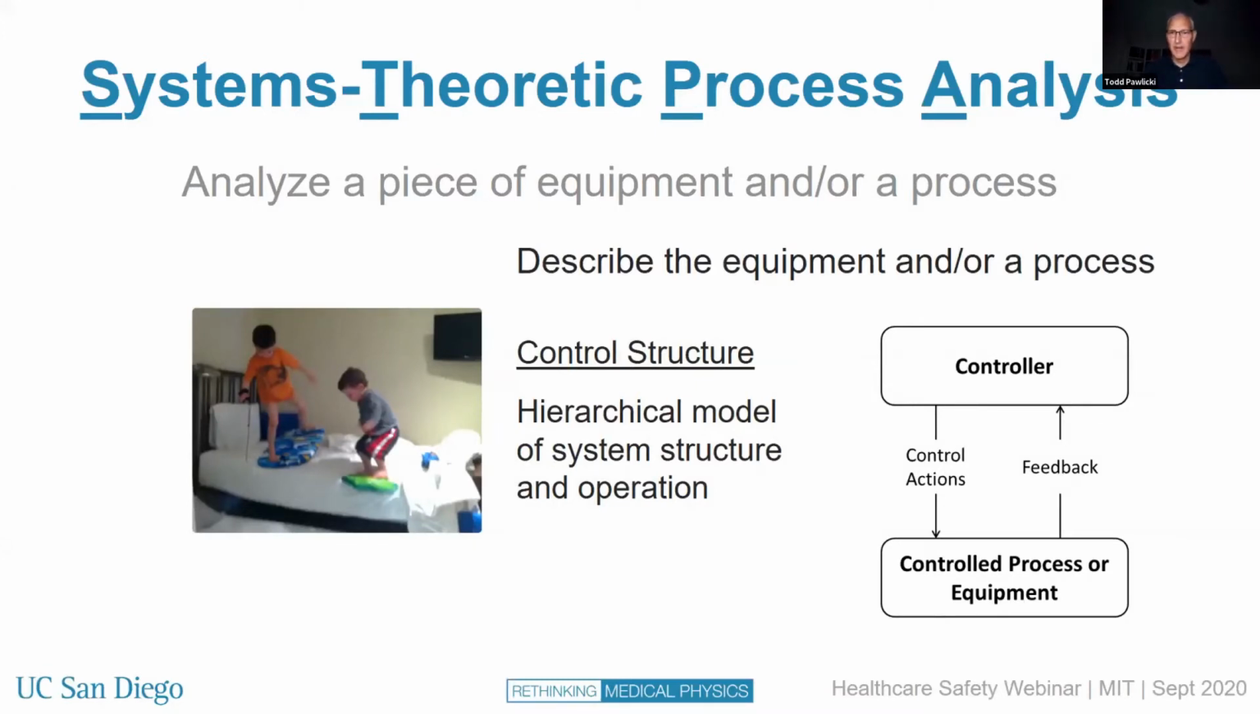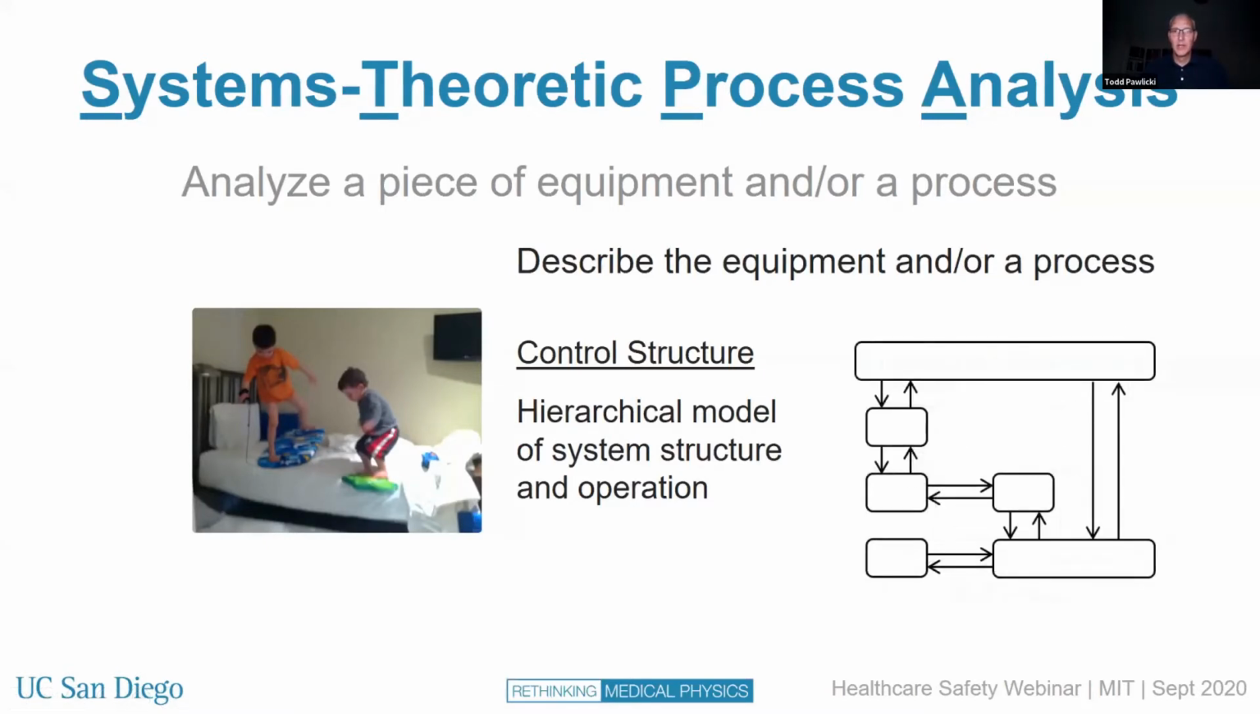We don't use a process map. We use a series of control loops, which you see there on the right. I know we've heard about these today already, so we don't need to go into too much detail, except to say that we have that controller who issues control actions that control or move the process along to completion. That process gives feedback to the controller, and that's the loop that moves the process around. If you take multiple control loops for the different controllers in a process, you end up with a control structure, and that control structure is just a hierarchical model of system structure and operation.